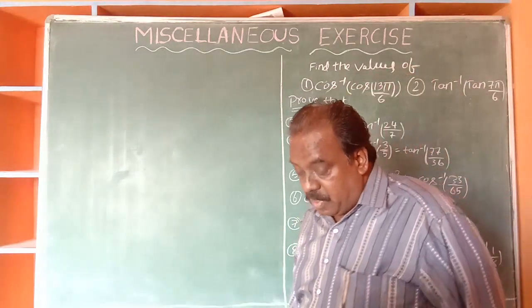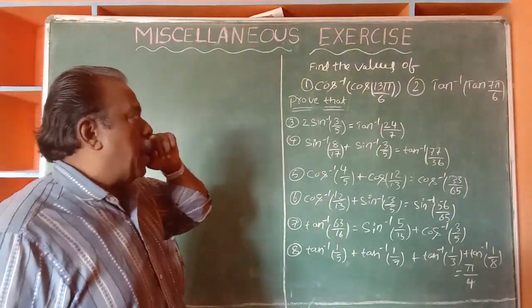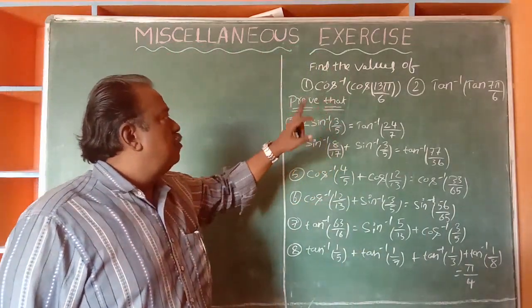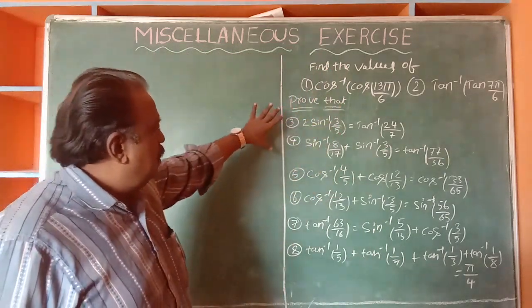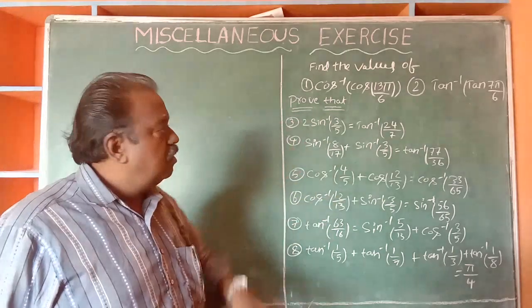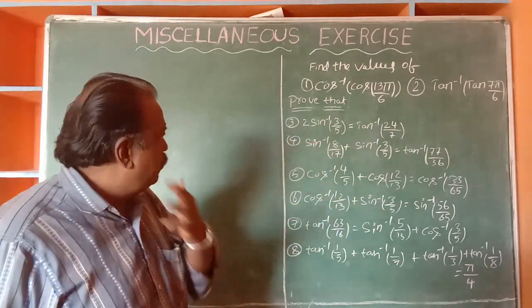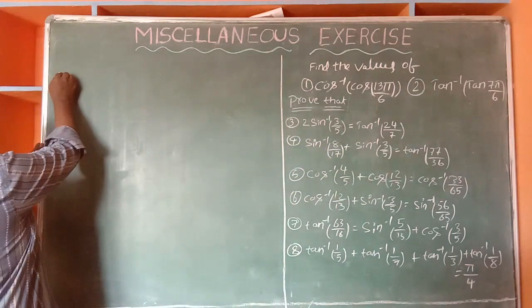Okay. Now you see, problems 1 and 2 ask us to find the values. Next, problems 3, 4, 5, 6, 7 and 8 are problems we have to prove. Okay. You see the solutions.